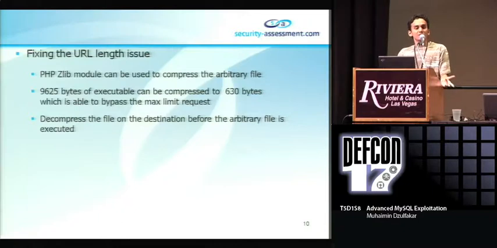To fix the URL length issue, we can simply use the zlib module to compress our arbitrary file. In my experiment, from 9,625 bytes, I was able to compress my file down to only 630 bytes. This lets me bypass the maximum limit allowed on Apache. And this file can then be decompressed back on the destination before it is executed.